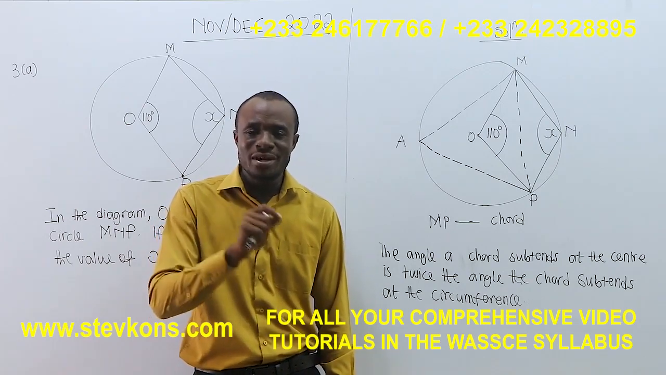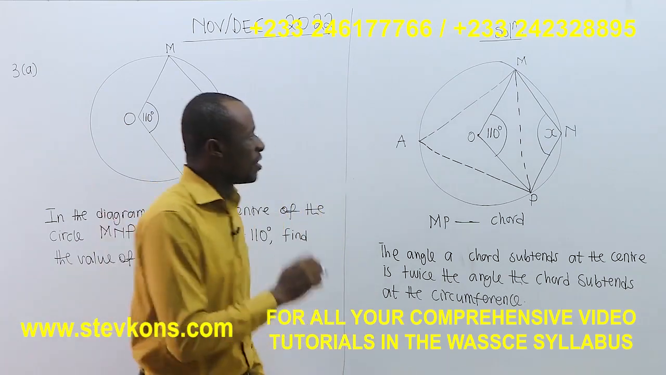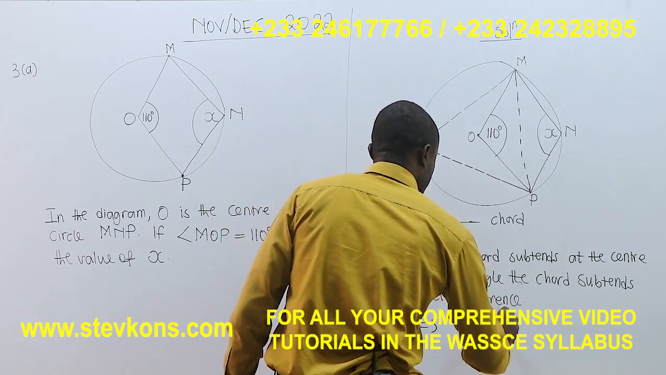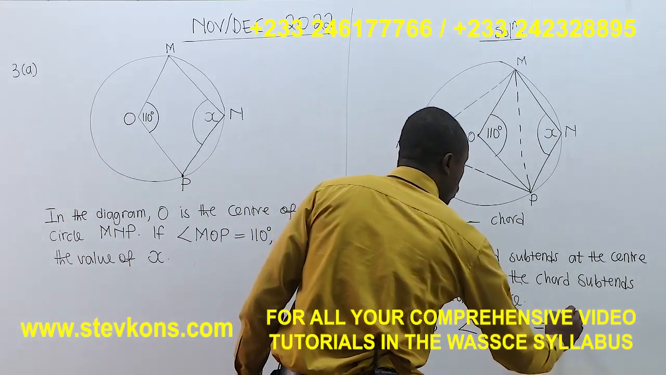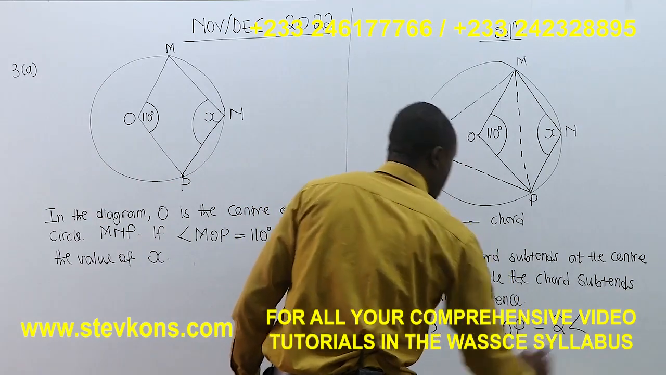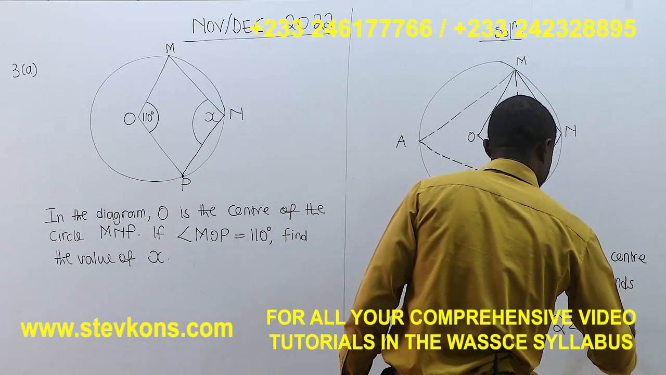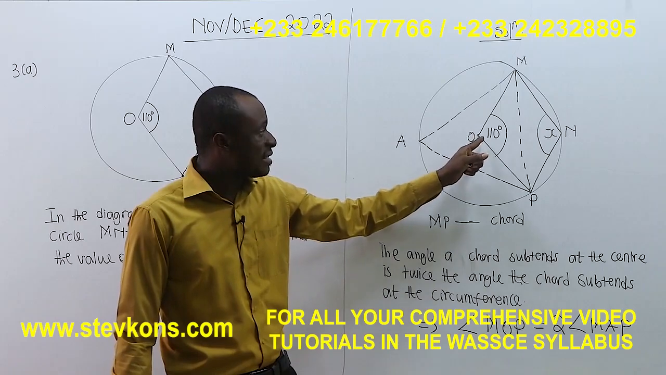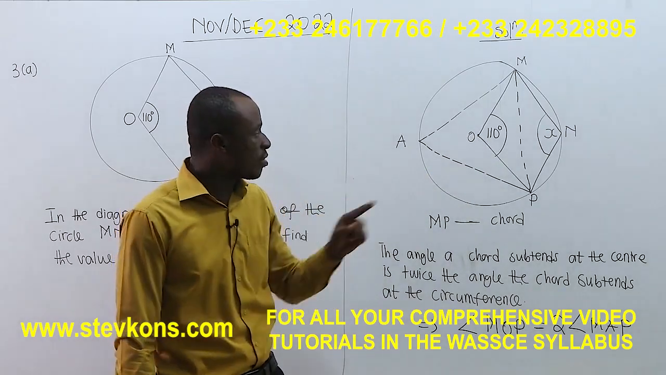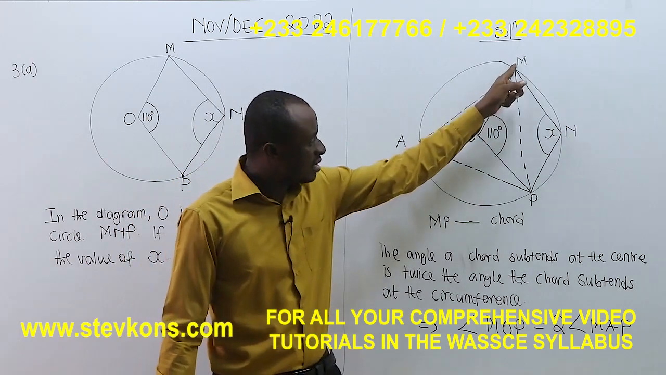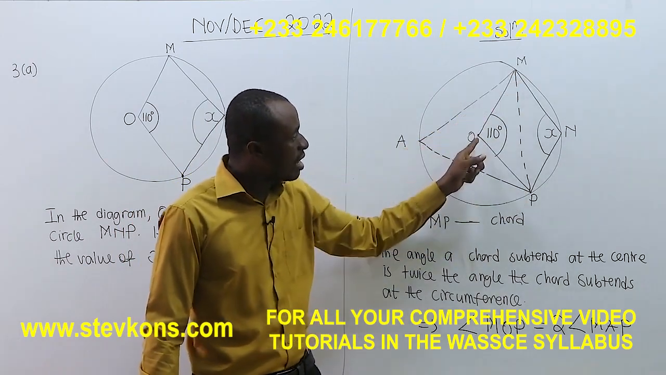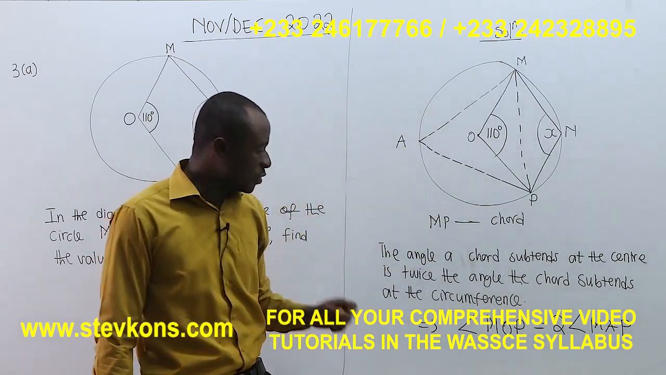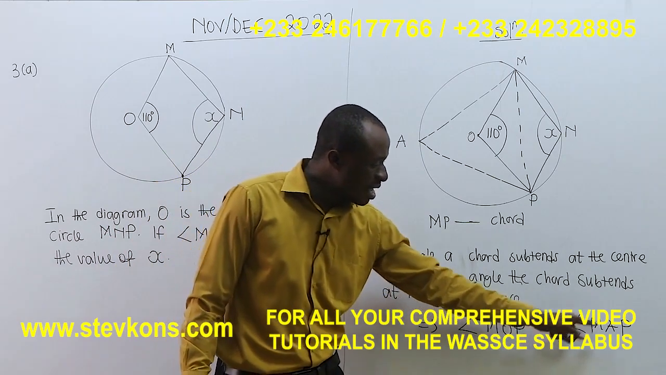I have solved a lot of questions for you. So clearly from here, what are we saying? All that we are saying is angle MOP is equal to two times angle MAP. So the angle a chord, that is MP, sustains at the center is twice the angle the chord sustains at the circumference. The same chord MP making an angle at the center, the same chord making an angle at the circumference. So MOP is equal to two times MAP.